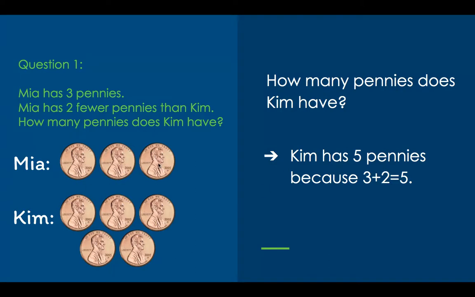Mia has 3 pennies. Mia has 2 fewer pennies than Kim. We can check this by looking at Kim's pennies. Kim has 5 pennies. Does Mia have 2 fewer than Kim? So if we take 2 away from Kim's 5 pennies, do we get the 3 pennies that Mia is supposed to have? Yes. 1, 2, take those 2 away, and we're left with these 3. So we solved the problem. The answer to the problem is 5.